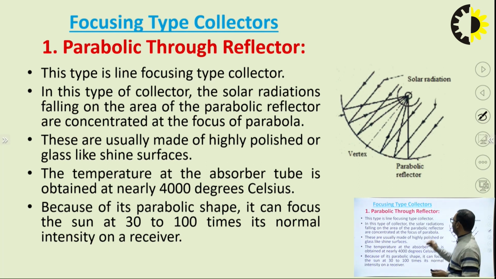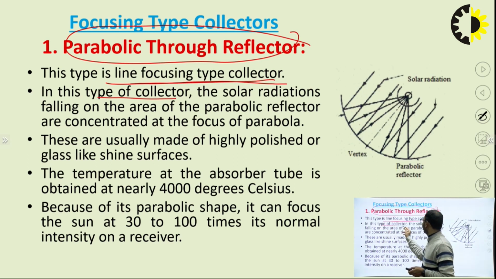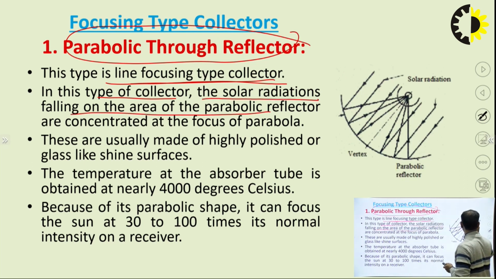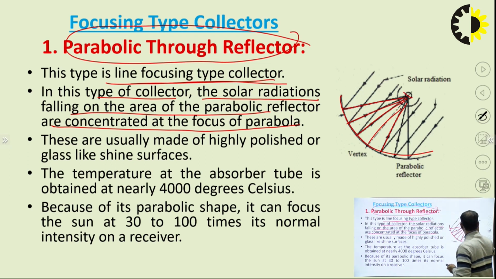So what is a parabolic trough reflector? Basically, a parabolic trough reflector is a focusing type collector. It is also known as a line focusing type collector. In this type of collector, the solar radiation falling on the parabolic reflector is concentrated at the focus of the parabola. All the rays are focused at this point.